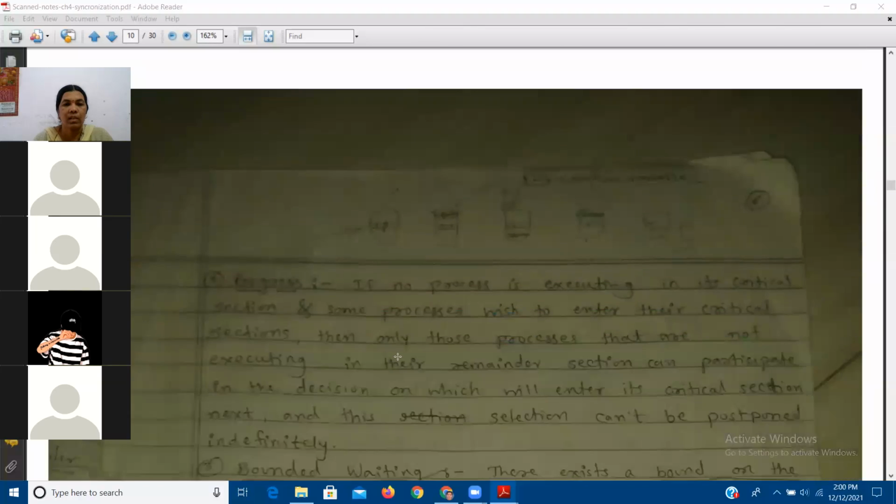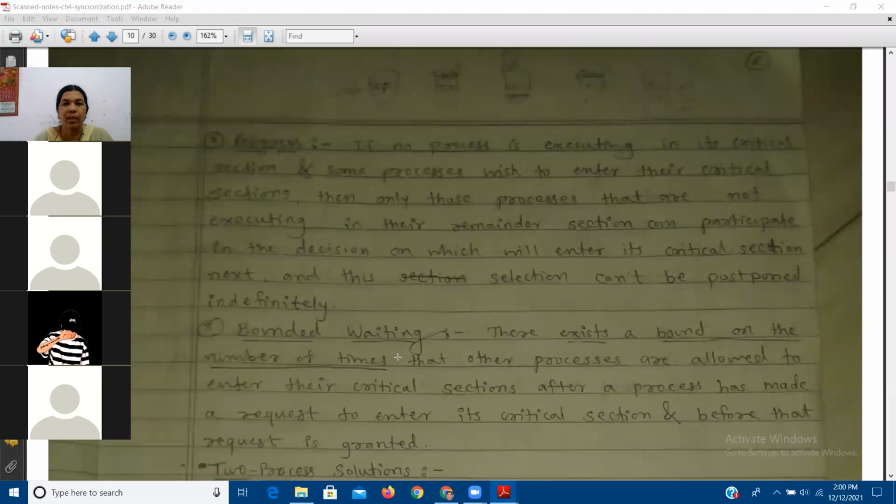Okay. Then the second condition is progress. Note down progress. Again, these are frequently asked questions during technical interviews. What is meant by mutual exclusion? What is meant by progress? What is meant by critical section? What is meant by critical section problem? What is meant by bounded waiting?